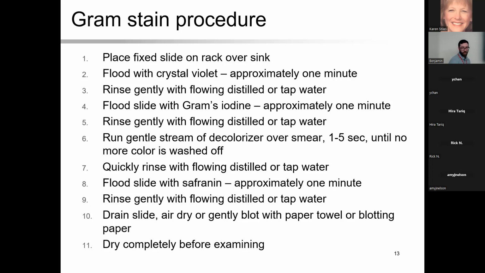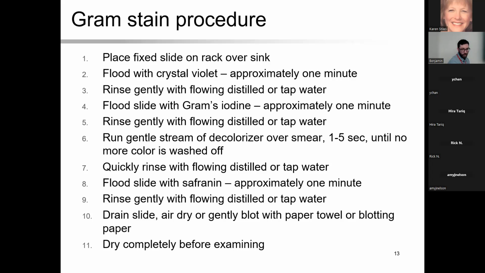Decolorizing is kind of an art form. You want to decolorize quickly and gently. What I do is hold the slide upright, start at the bottom, go up, then back down, and then hit it with the water again. And then, just like the other 2 stains, flood the slide with safranin. You can leave the safranin on for a little bit longer to get a better counterstain. Some people have to do that with some gram-negative bacteria.